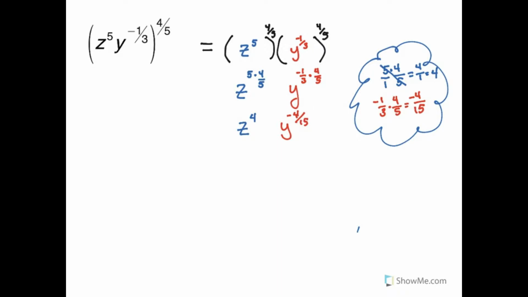We don't like to have a negative exponent in our result, so z to the fourth is fine, but the factor y to the negative 4/15 should be down in the denominator as a positive exponent, y to the 4/15. Notice I don't turn that fraction in the exponent around. It's the whole factor, y to the negative 4/15, that moves to the denominator. And so finally, the result is z to the fourth over y to the 4/15.